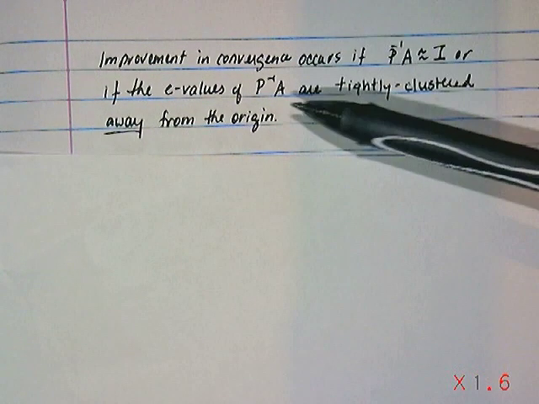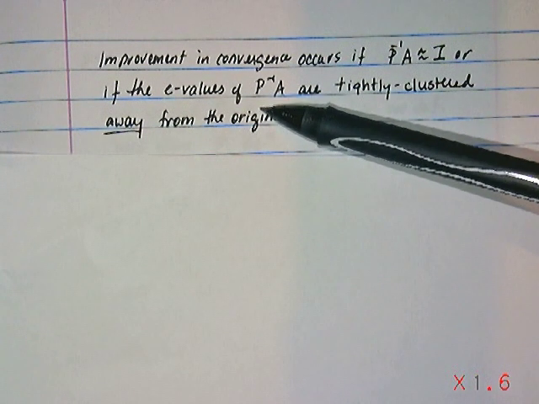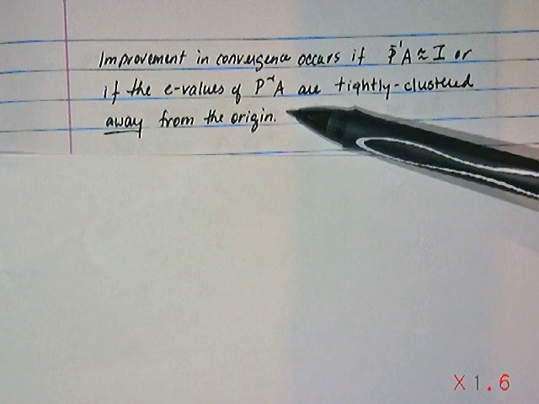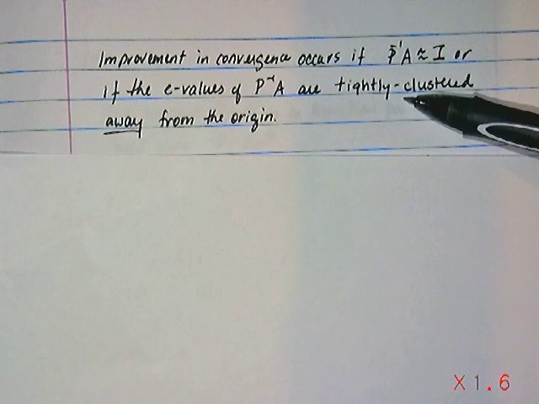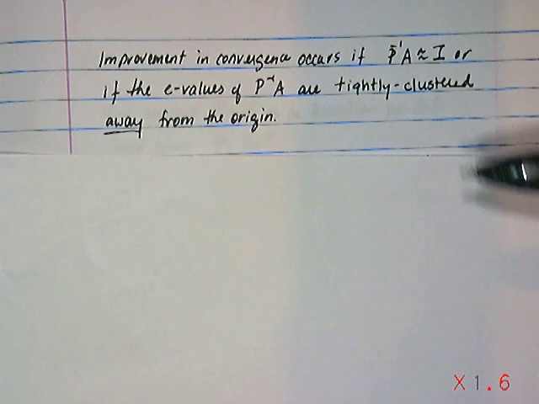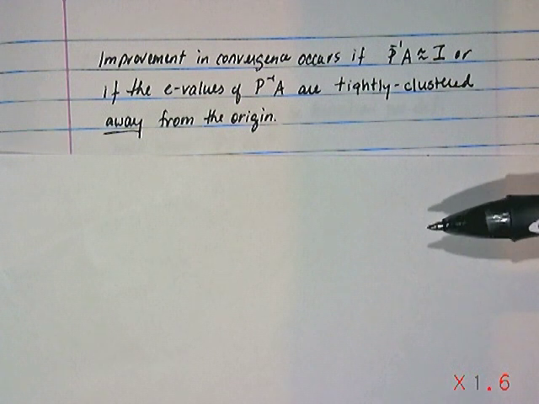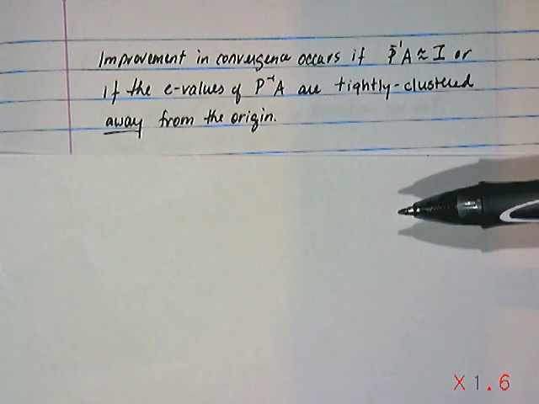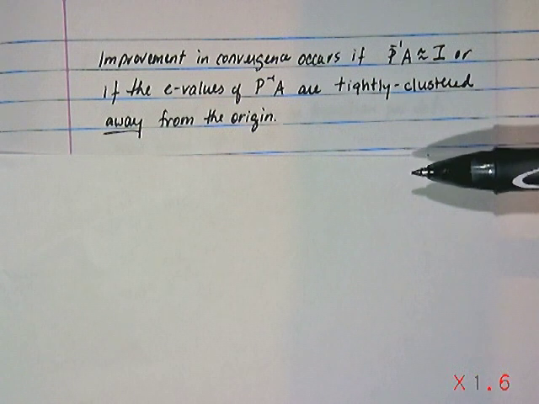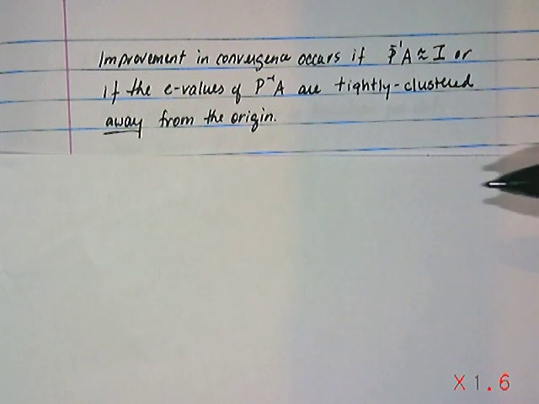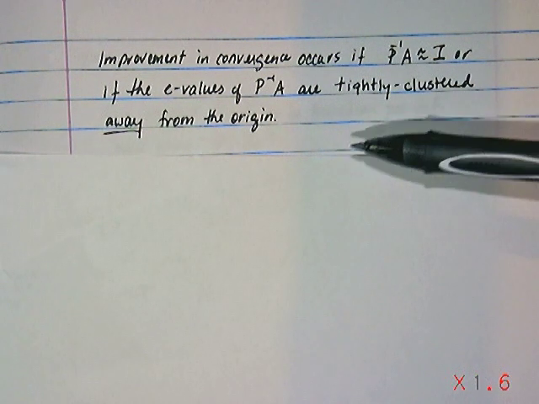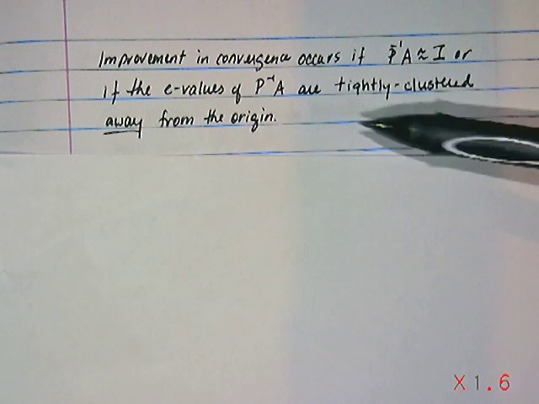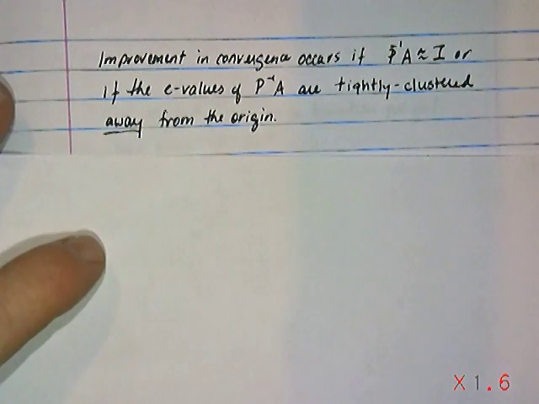More importantly, if the eigenvalues of this matrix, P inverse times A, where P is the preconditioner, are tightly clustered away from the origin, you will get a great improvement in your convergence rate. The worst case is based on the bound we showed before, where they're uniformly distributed, all separated. But if you can produce a preconditioned system where you have clusters of eigenvalues very close to each other, you're typically going to get a faster convergence.